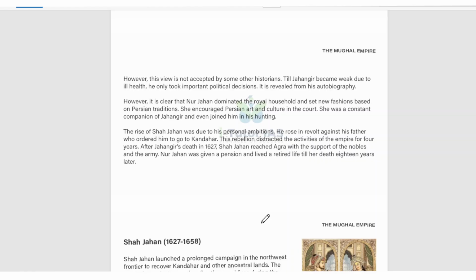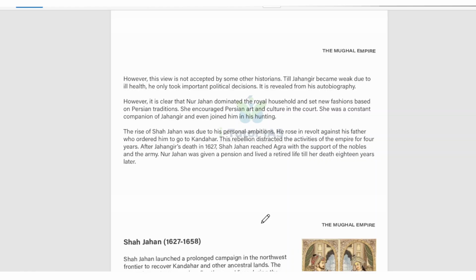She was a constant companion of Jahangir and even joined him in his hunting. And the rise of Shah Jahan was due to his personal ambition. He rose in revolt against his father, who ordered him to go to Kandahar. This rebellion distracted the activities of the empire for 4 years.